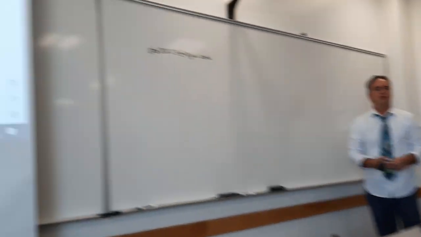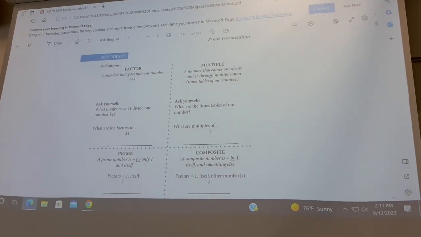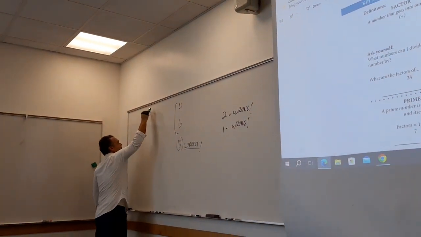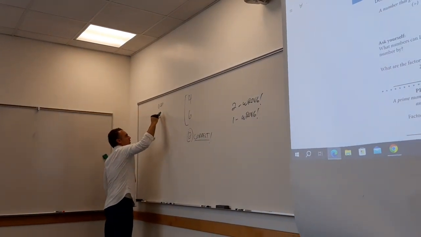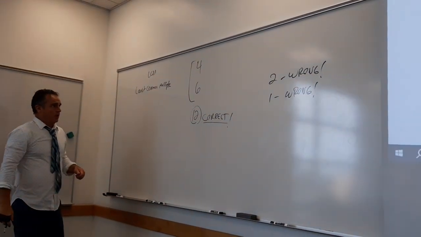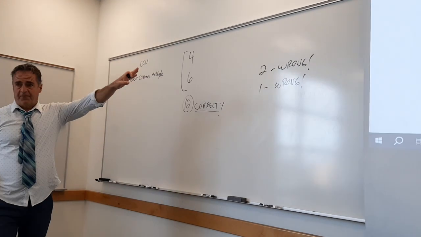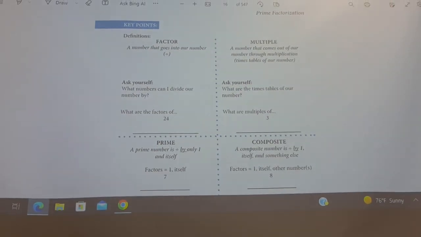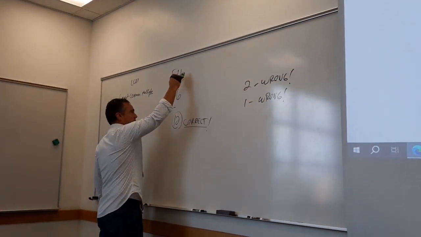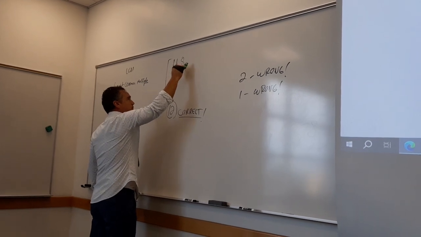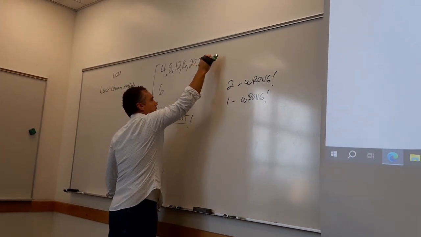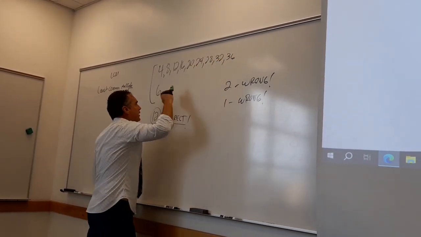All right. Factor and multiple. What's a multiple? Well, let's go back to this. I just asked you, what is their LCM? Least common multiple. So a multiple is not a factor. So define multiple, right? It's a times table. It's something that comes out of our number through multiplication. So go ahead and tell me the multiples of 4. Help me. 4, 8, 12, 16, keep going. 20, 24, 28, 32, and one more. 36. Cool. All right, how about the multiples of 6?